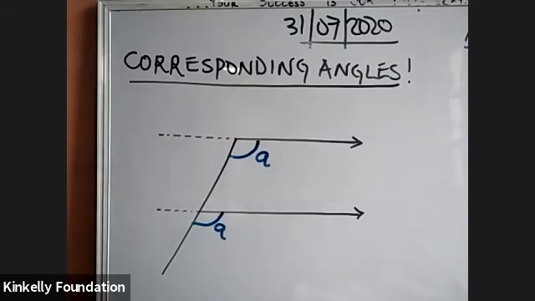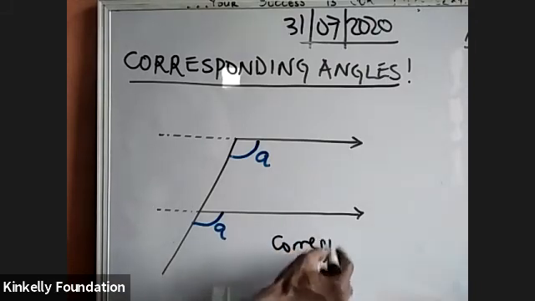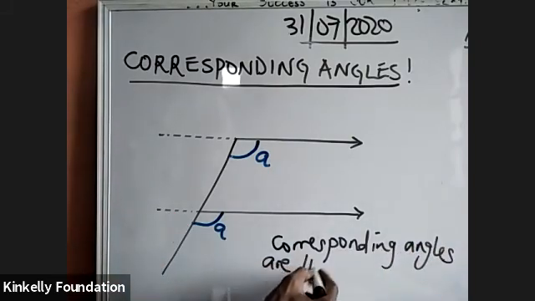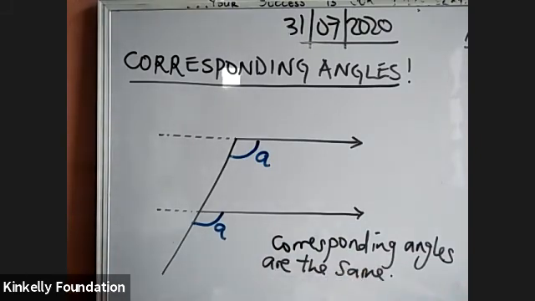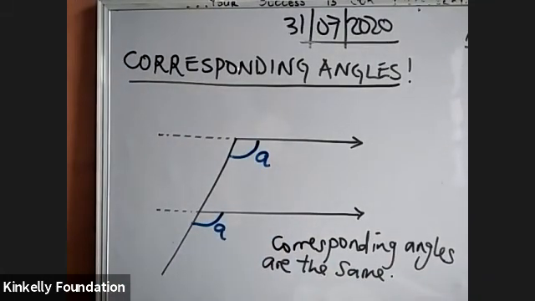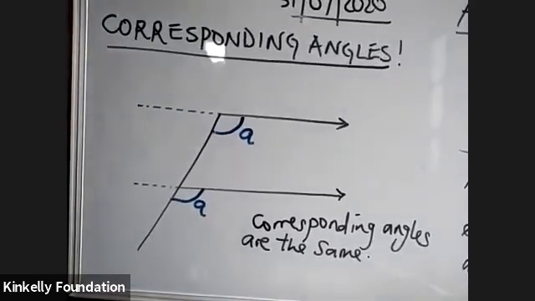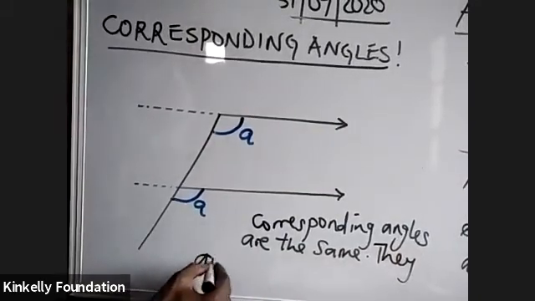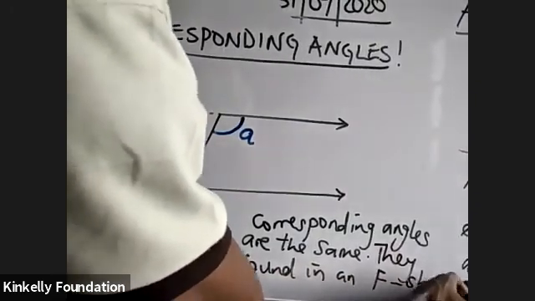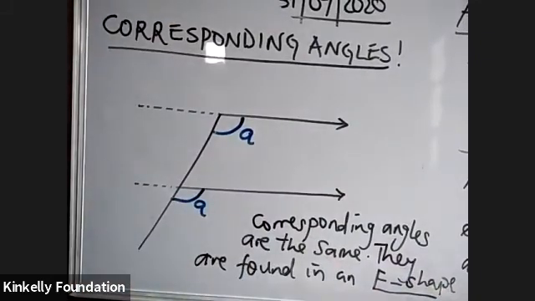You now see here that corresponding angles are the same, and they are found in an F shape. Corresponding angles are found in an F shape.